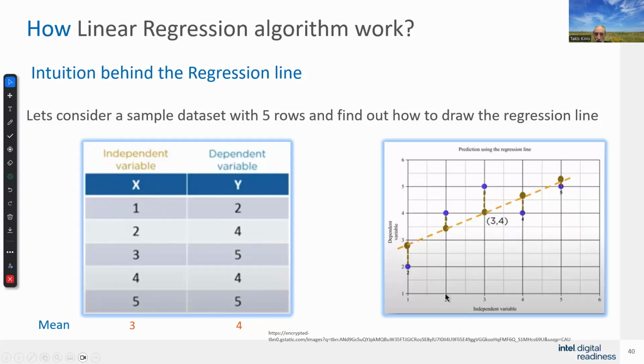When I input 2 for X, it gives me 4. When I input 3, it gives me 5. When I input 4, it gives me 4. When I input 5, it gives me 5. All right. If I look at the mean of each one of those variable sets, the mean for X is 3, and the mean for Y is 4.